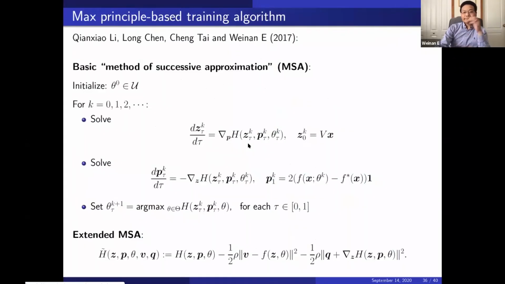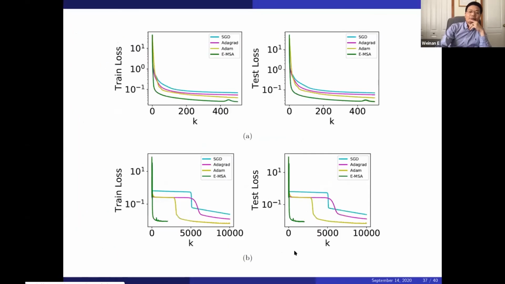So this is an algorithm proposed by Chen-Xiao Li and collaborators, including myself, called the E-MSA method. It's adapting the method of successive approximation from control theory to this context. Turns out you have to modify the Hamiltonian in order to make it really work. And if you look at the performance of the algorithm compared with standard stochastic gradient descent, in terms of iterations, especially when you initialize badly, it really outperforms the SGD type of algorithms, Adam, Adagrad, and stuff like that. In wall clock it's not as impressive because there are a lot of things that we didn't tune.